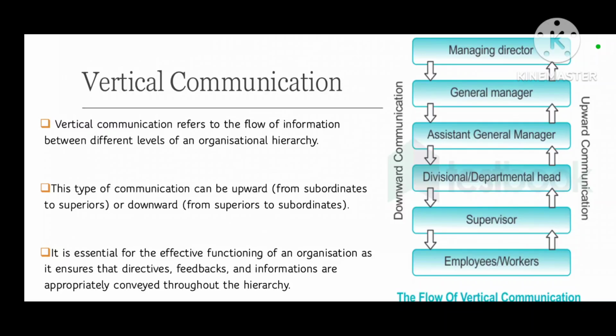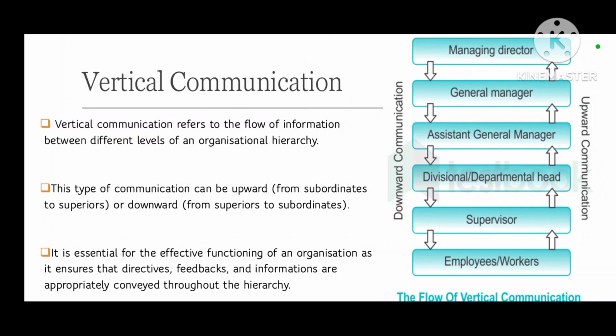When the managing director wants to communicate to the employees, workers, he or she will not come directly to the employees, but will follow the proper channel. He will pass a message, send an email forward to the general manager, who will send it to the assistant general manager, then it will come to the departmental head, then the supervisor, and then at last to the employees. So this is how downward communication takes place, from top to bottom. The person sitting on the highest position, highest level, will communicate to the lowest level.